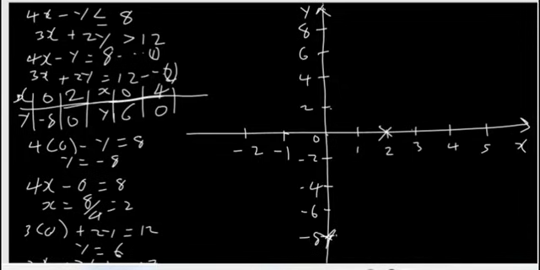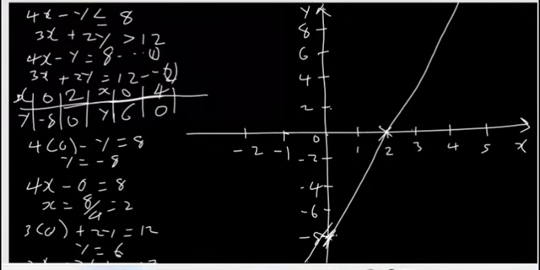The inequality says less than or equal to. So I'm going to join these 2 points now with a thick line. Make sure you use your ruler with a thick line. You join the 2 points.